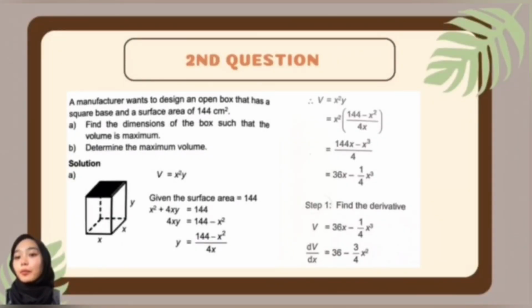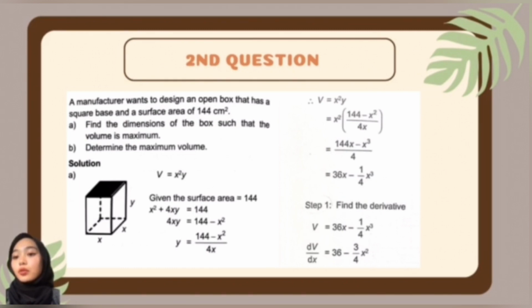The second question: a manufacturer wants to design an open box that has a square base and a surface area of 144 cm squared. We have two questions, A and B. A: find the dimensions of the box such that the volume is maximum, and B: determine the maximum volume. To answer question A, we can see the diagram.